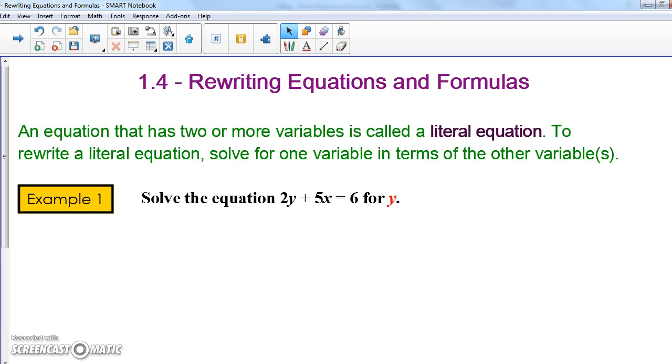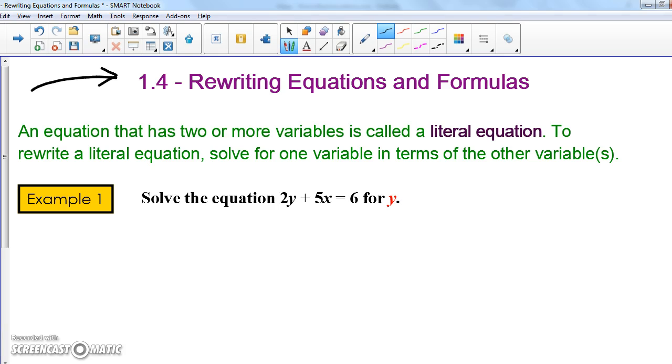Everyone. Today we're going to talk about rewriting equations and formulas. Make sure you're putting this title at the top of each page so that you know which page has which notes.